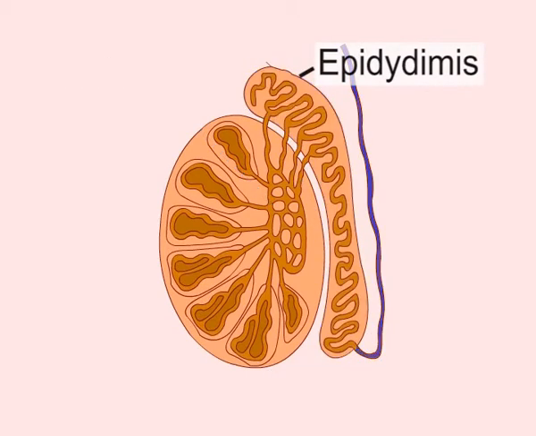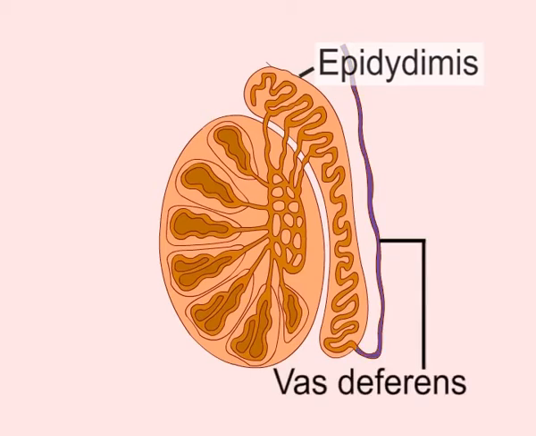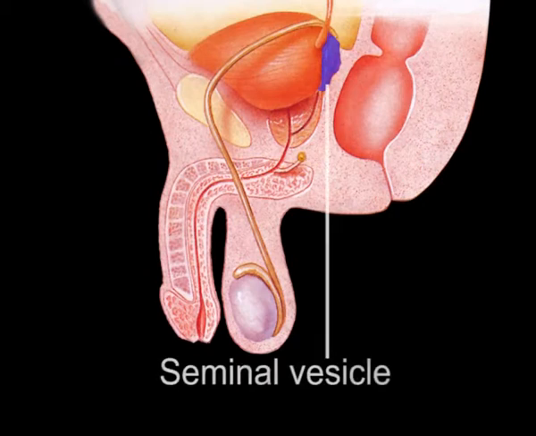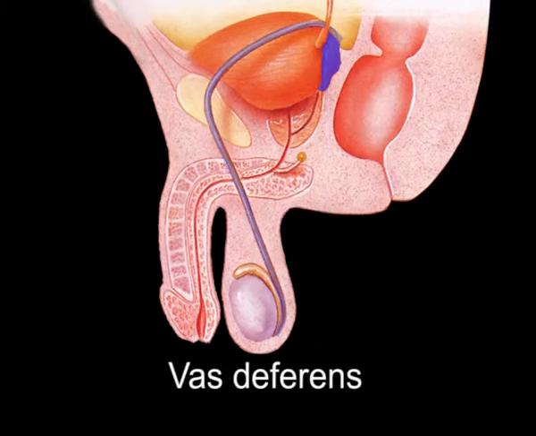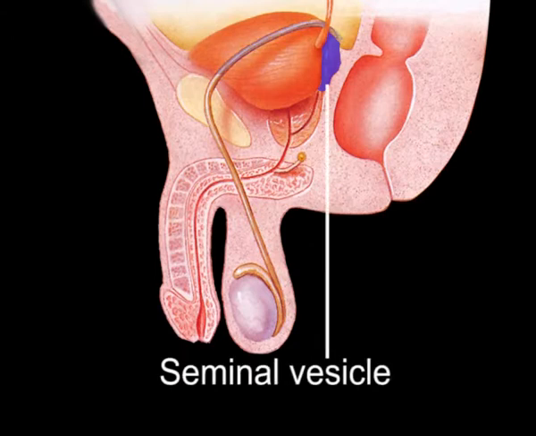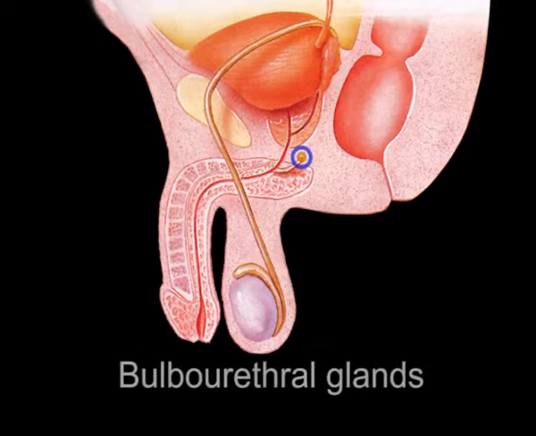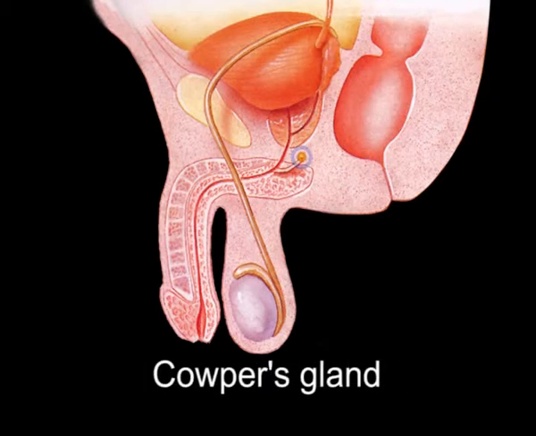Duct of epididymis continues into vas deferens. These are seminal vesicles, a pair of sac-like glands present near the base of bladder. Their ducts join the vasa deferentia to form ejaculatory ducts. These are bulbourethral glands, also known as Cowper's glands. These are two small, rounded, pea-shaped bodies. They are composed of several lobules held together by a fibrous covering.